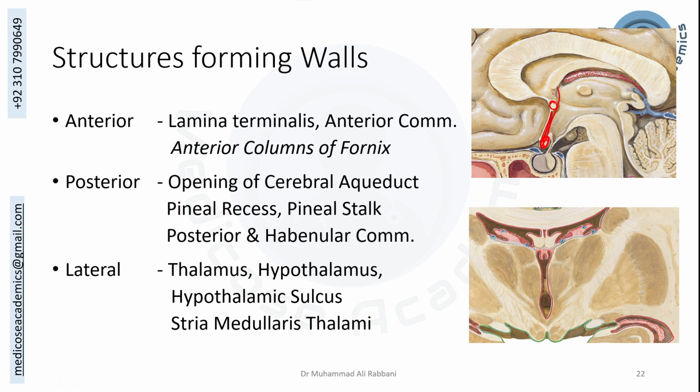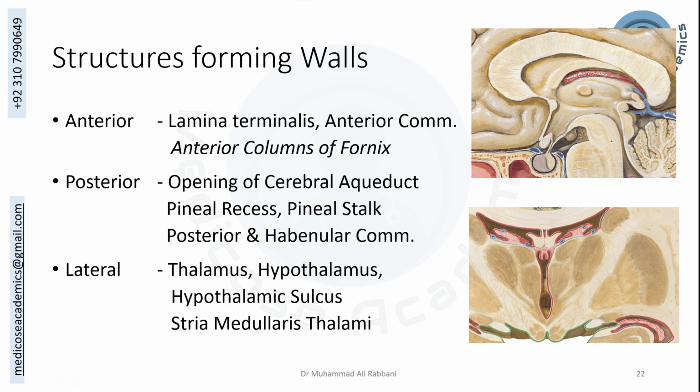And including that, there is the fornix coming on, and here is the anterior column of the fornix. So these are the structures that are forming the anterior wall: fornix, anterior commissure, lamina terminalis, optic chiasm. The optic chiasm is technically present between the anterior wall and roof, and it is hidden in both of these structures. On the posterior aspect, you will see its opening into the cerebral aqueduct.